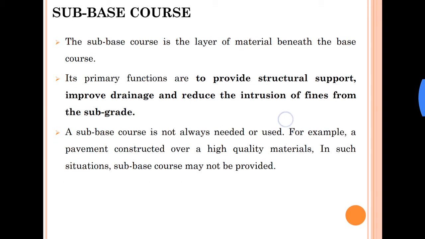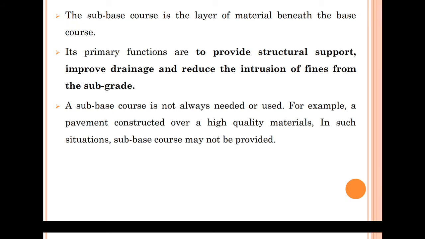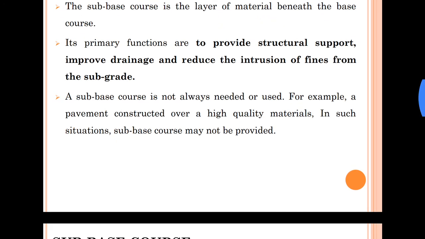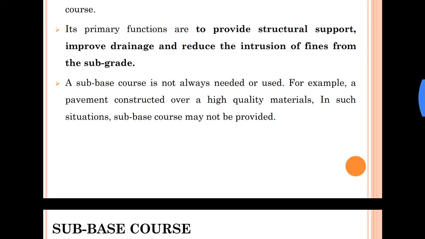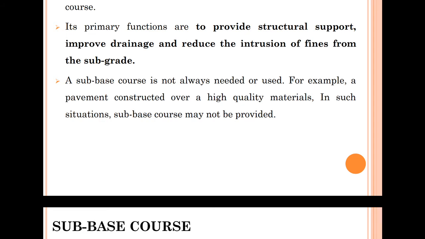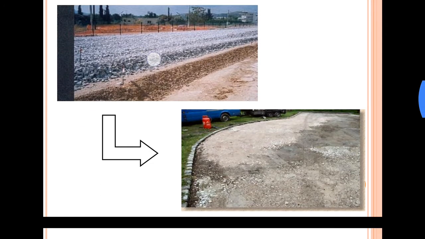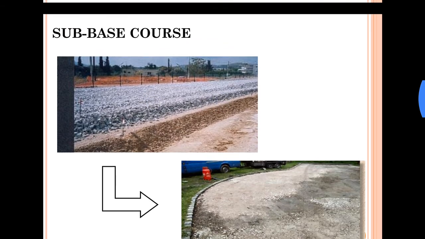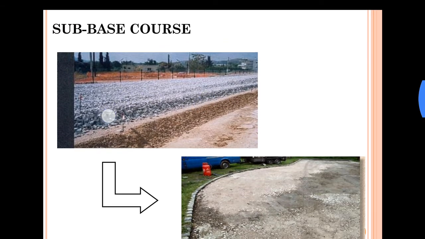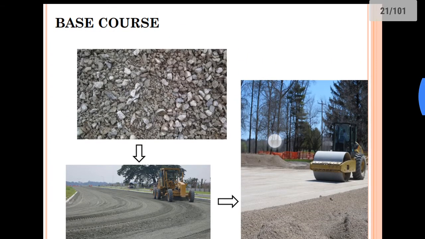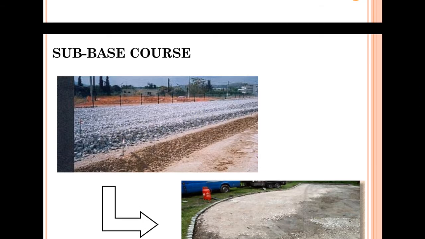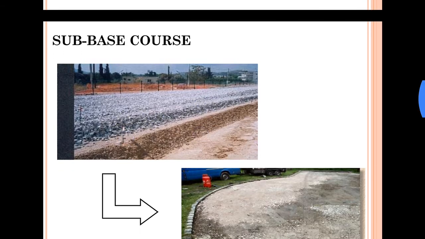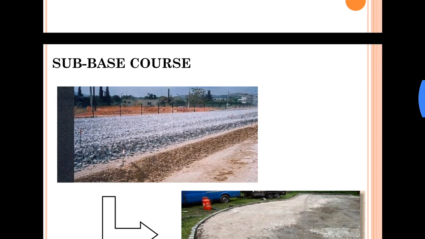Then we have the subbase course. The subbase course is a layer of material beneath the base course. The primary functions are to provide structural support, improve drainage, and reduce intrusion of fines from the subgrade. Okay, so the subbase is also an aggregate layer. Okay, but the aggregate size is more here. So the aggregates are of larger size as compared to the base course. Now this layer helps us for draining out the water and also to avoid the soil particles from the underlying layer to come to the base course.